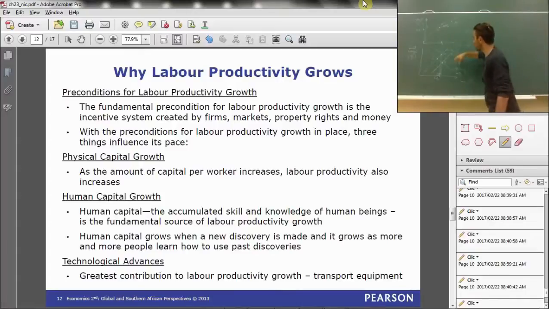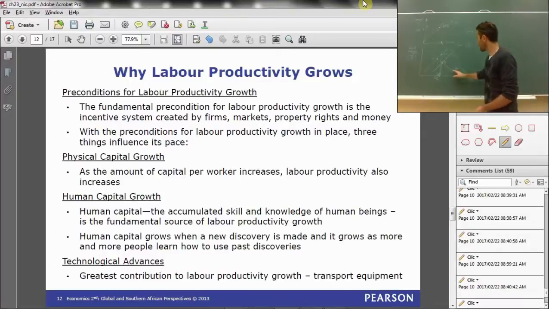In these diagrams here, all we have spoken about is labor. In other words, for now, capital is fixed. Capital is some constant, K bar. What happens when we no longer fix capital? Something else happens.